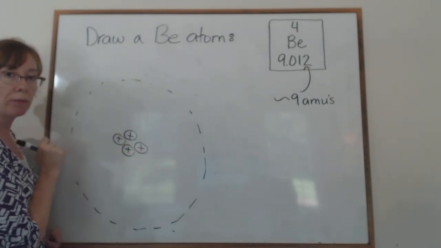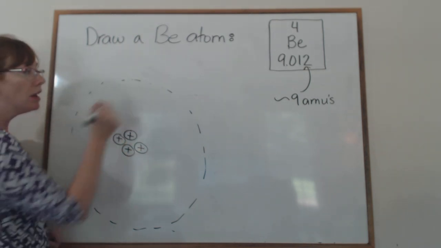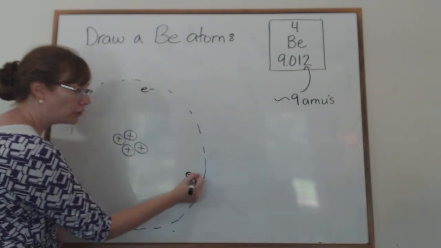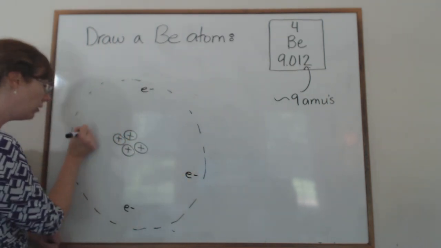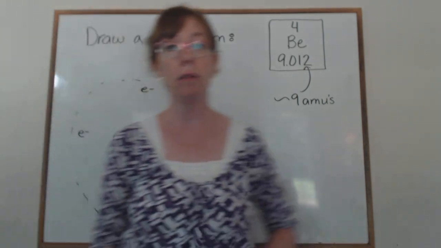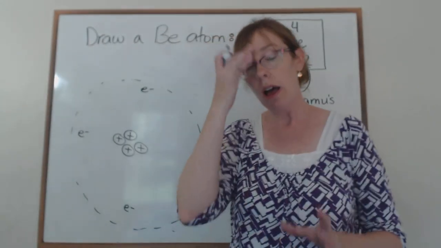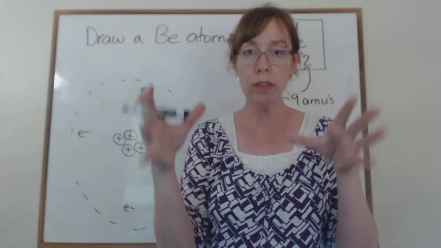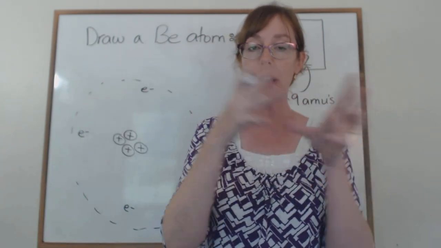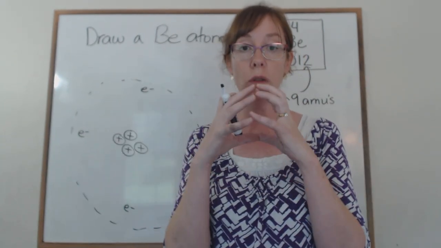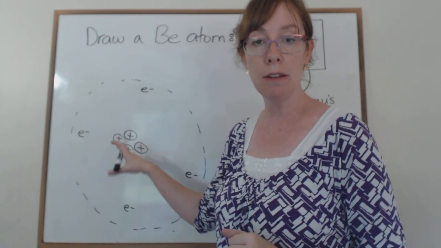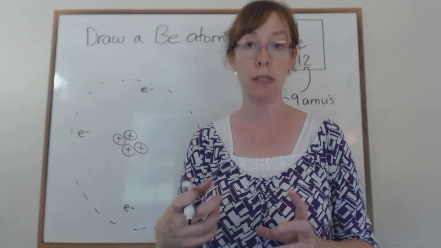So you're going to want to put 4 protons in the nucleus. There will be 4 electrons in the electron cloud because if it's an atom, it must be electrically neutral. Another way of thinking about it, if it's neutral, there have to be equal numbers of protons and electrons. That's how you would get an overall 0 charge. Positive 4 and negative 4 add up to 0.